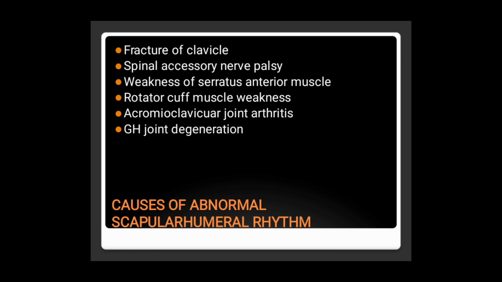Now the causes of abnormal scapulohumeral rhythm: fracture of the clavicle, spinal accessory nerve palsy, weakness of the serratus anterior muscle, which may cause winging of the scapula, rotator cuff muscle weakness, acromioclavicular joint arthritis, and glenohumeral joint degeneration.